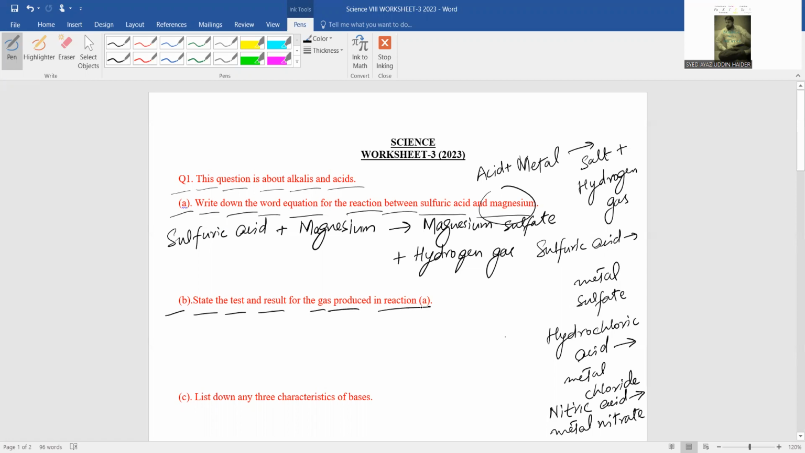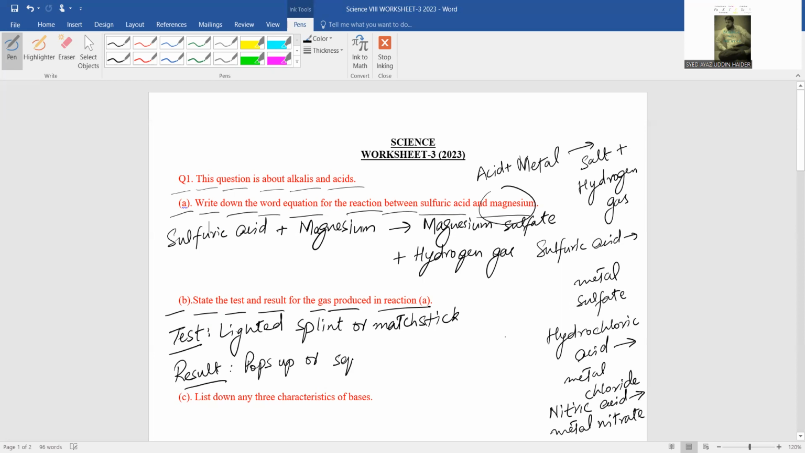Part B, state the test and result for the gas produced in reaction A. So the gas is hydrogen. The test is lighted splint or matchstick. Result will be pops up or squeaky sound.